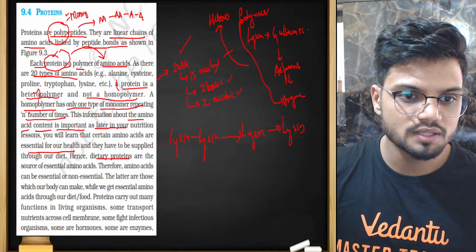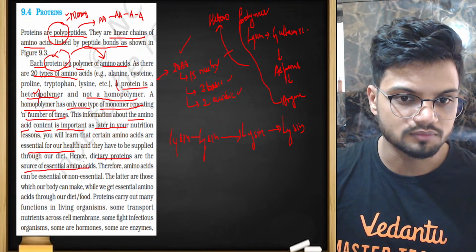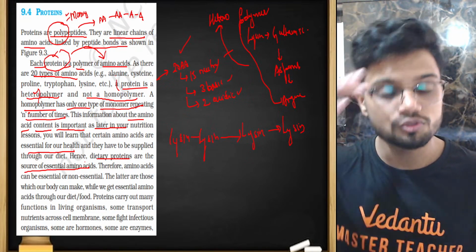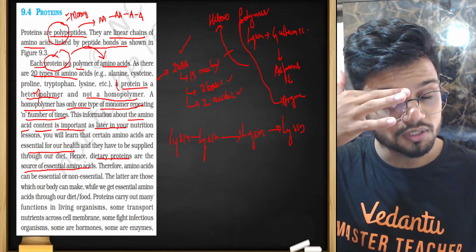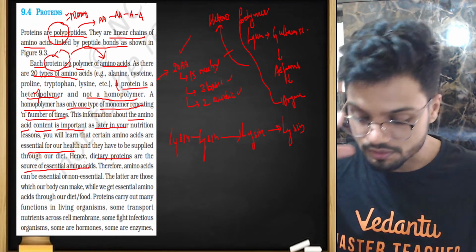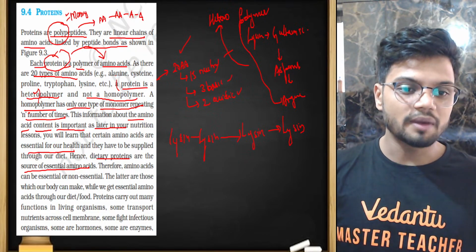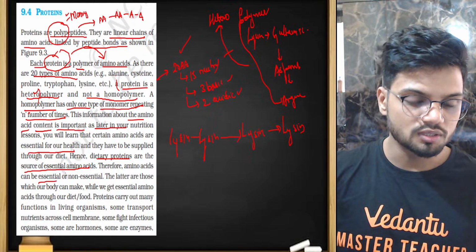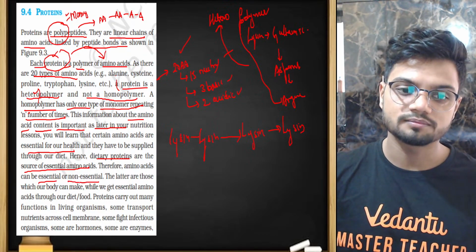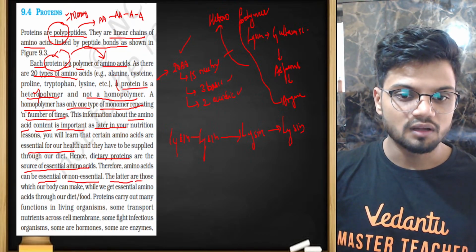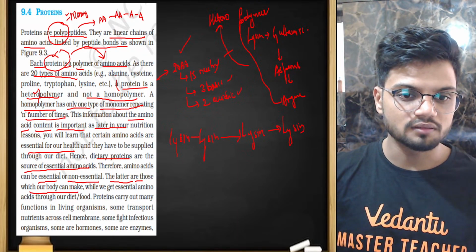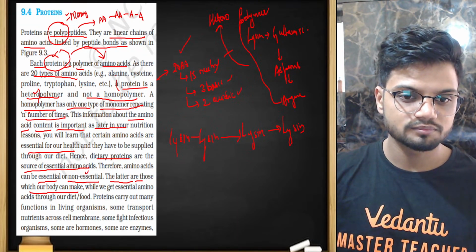Hence, dietary proteins are a source of essential amino acids. Dietary source means the source which you are eating from outside. The outside sources give essential and non-essential amino acids. Therefore, amino acids can be essential or non-essential. The latter are those which our body can make.